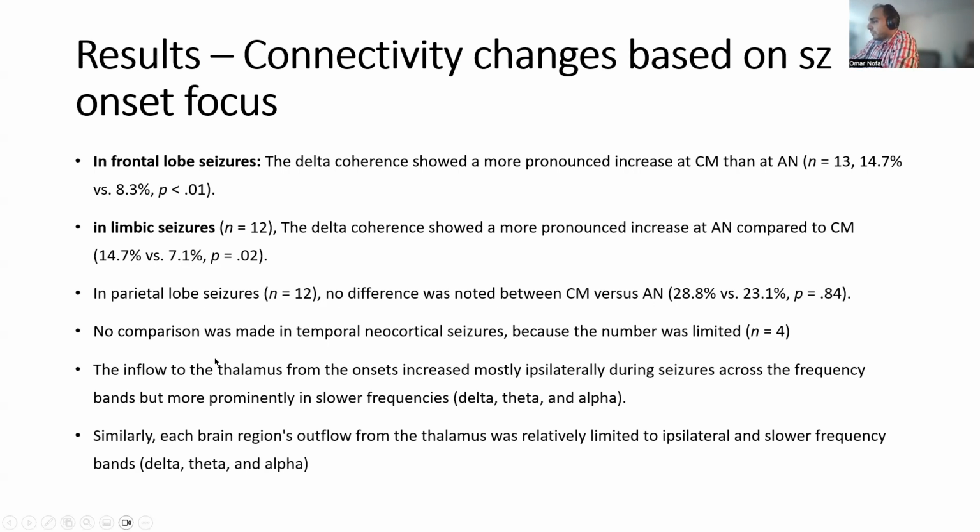So the inflow to the thalamus from the seizure onsets increased mostly ipsilaterally during the seizures, which is expected, across the frequency bands, but most prominently in slower frequencies. So delta, theta, alpha, mostly in the delta range. And similarly, each brain region's outflow from the thalamus was relatively limited also to the ipsilateral hemisphere, and also in slower frequency bands, so delta, theta, and alpha.